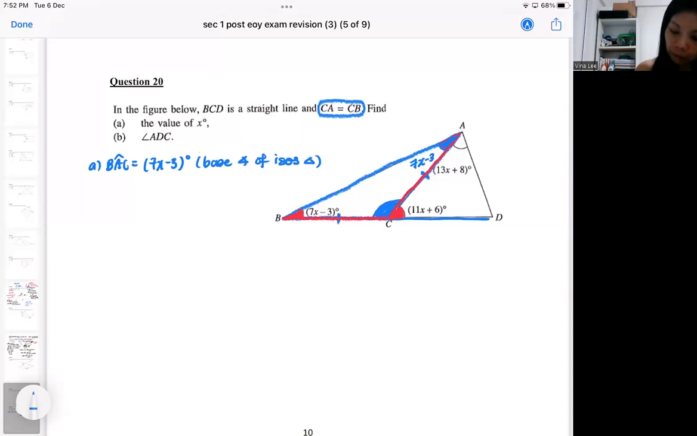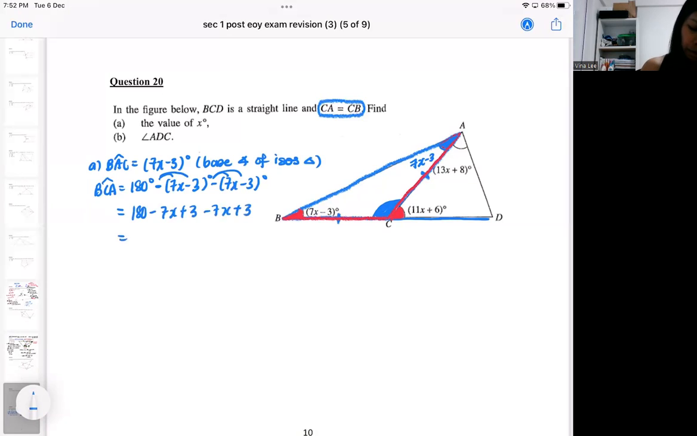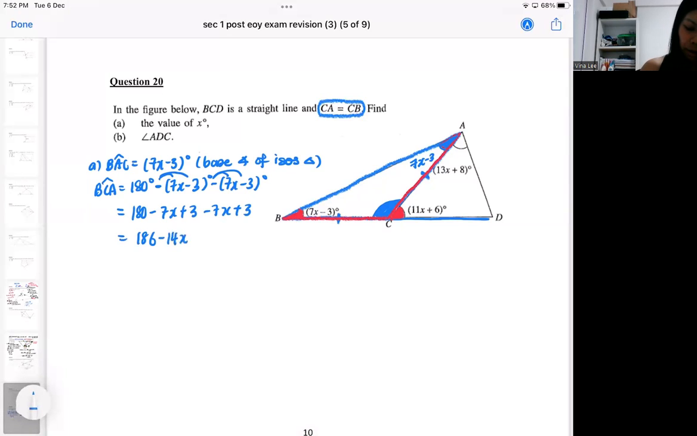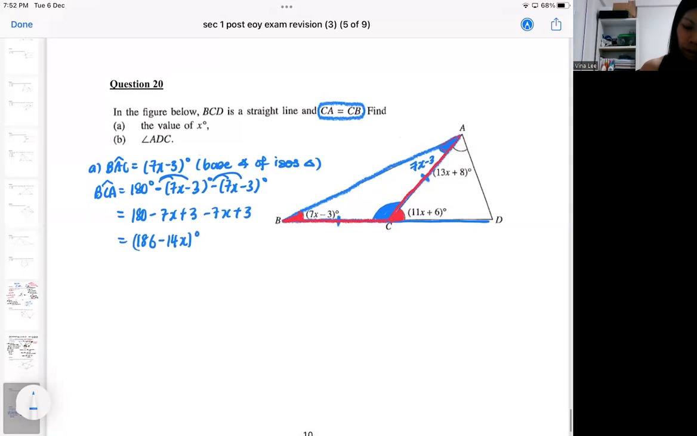And then I can find this portion, the blue one, BCA. So I'm going to find this through angle sum of triangle. So you've got to be careful with your algebra. Okay, you've got to open up the brackets. So you've got to be very careful. So you will get 186 minus 14x. And how did you get it? You got it through the angle sum of triangle.